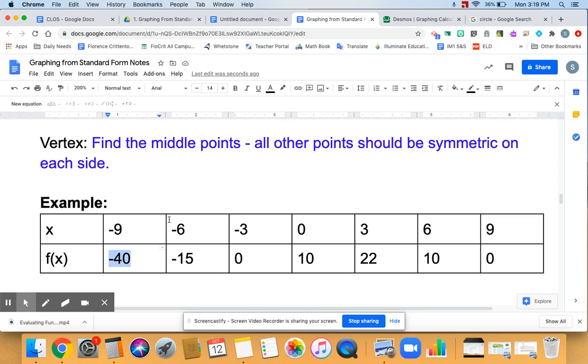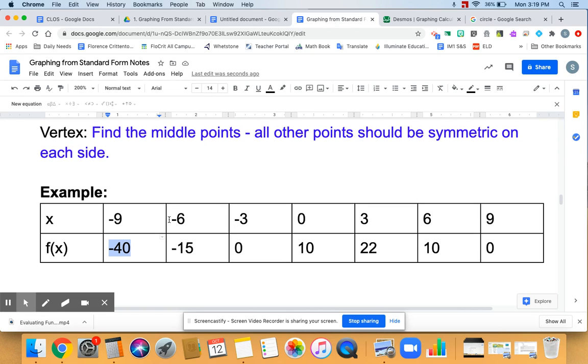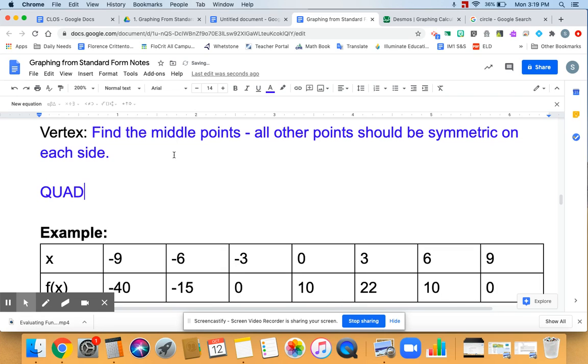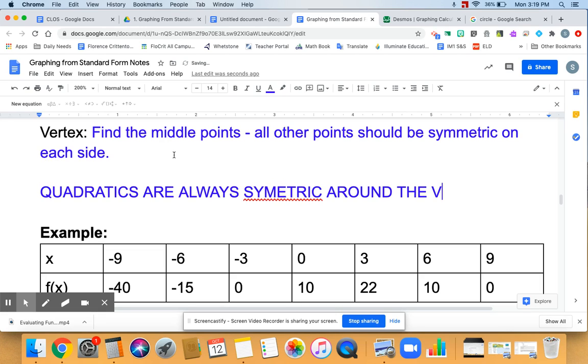So that's the thing about quadratics. They're always symmetric around the vertex. So I'll write that down. Quadratics are always symmetric around the vertex.